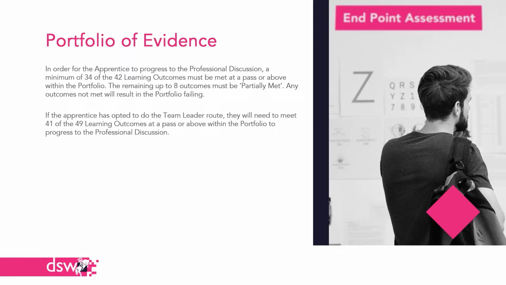Once the endpoint assessor has assessed the portfolio, they will advise the apprentice if they've covered enough of the learning outcomes to progress to the professional discussion. A feedback summary will be provided on the portfolio at competency area level. DSW are not permitted to provide details of specific criteria to be covered in the discussion.